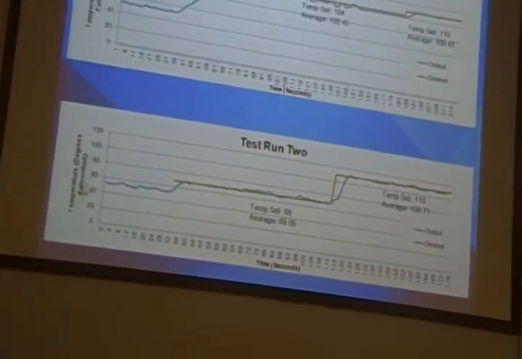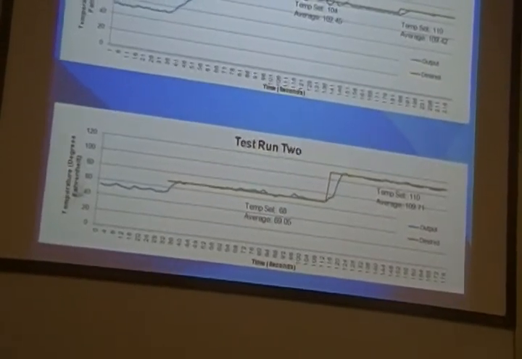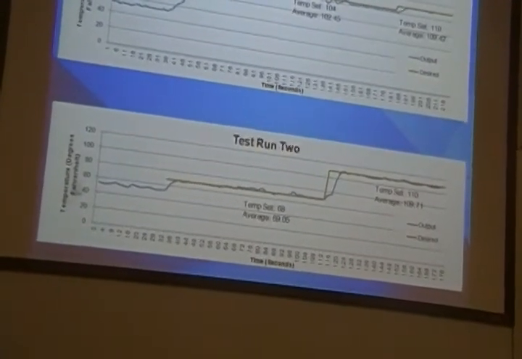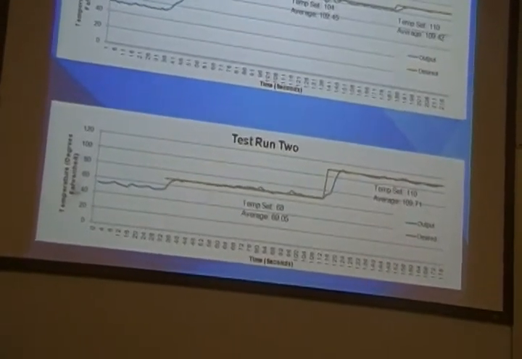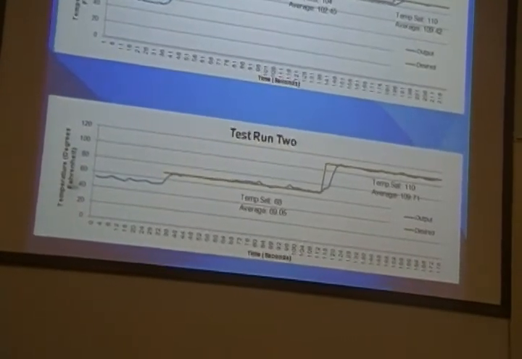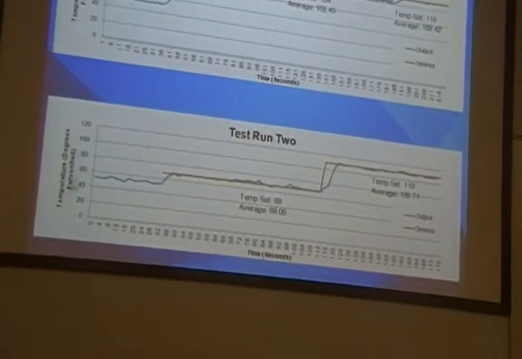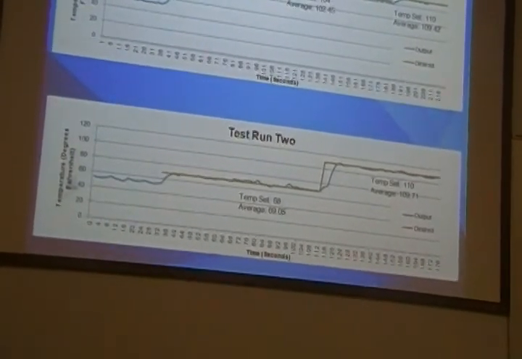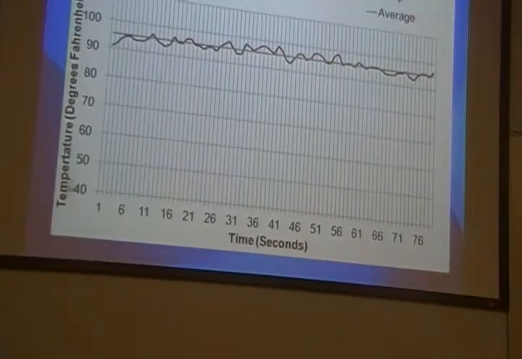And then at the end, we changed the temperature to 110, where it rose to 109.5. But there is a bit of noise in the output, which we'll talk about later. That was one of the bigger problems we had. And then down here, we used a slightly different algorithm, where if the temperature was outside of 10 degrees from the desired temperature, it would move by a larger number of steps, which resulted in a faster rise time, as you can see, to reach the desired temperature.